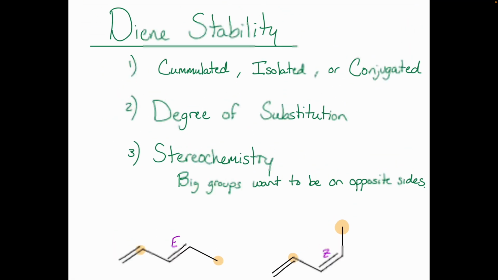Cool. So that's how we would go about ranking our diene stability. We got these three things to consider. First, cumulated, isolated, or conjugated. Then the degree of substitution. And finally, if all that's equal, then we're going to break our tie by looking at the stereochemistry of those double bonds. Cool.